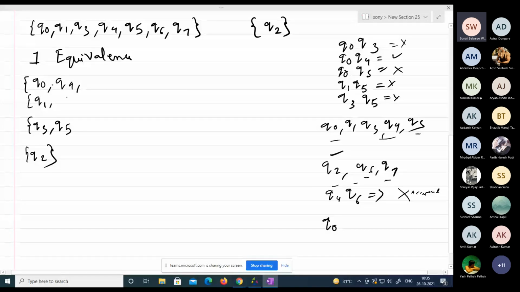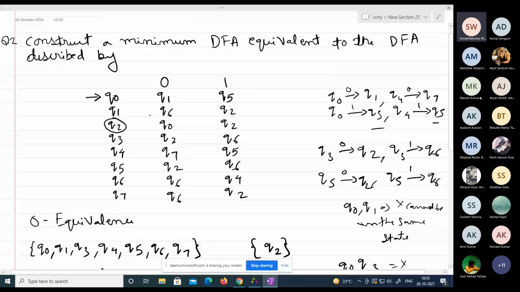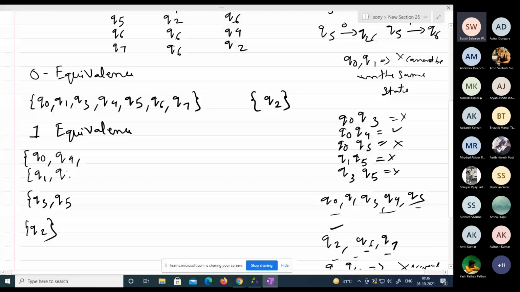So Q0, Q6. Let's have a look at this. Tell me now, Q0 and Q6. Q0 on 0 is giving Q1, Q0 on 1 is giving Q5. Similarly, Q6 on 0 is giving what? Q6? No, they are not, right? So we can say that we can include this Q6 in group number Q1. Okay, now what's remaining is Q7. Let's check for Q7.